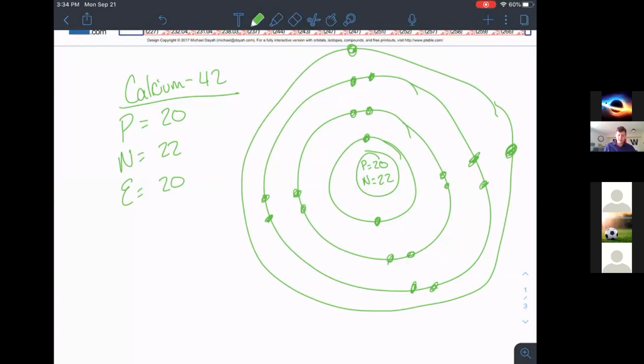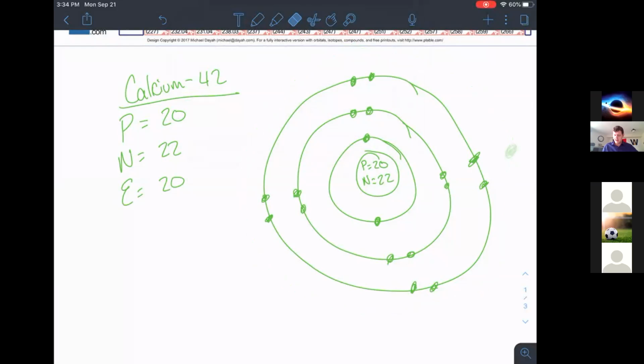Now, if I told you that I had a positive 2 charged calcium, what is the only thing that's changing? The electrons. You're removing that outermost shell of electrons. Perfect. So right now we know that calcium had 2 valence electrons, and we just removed that.